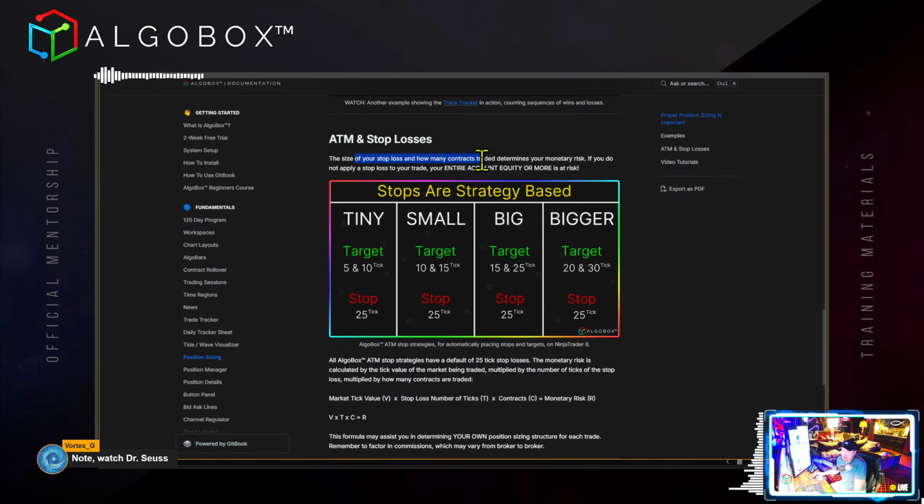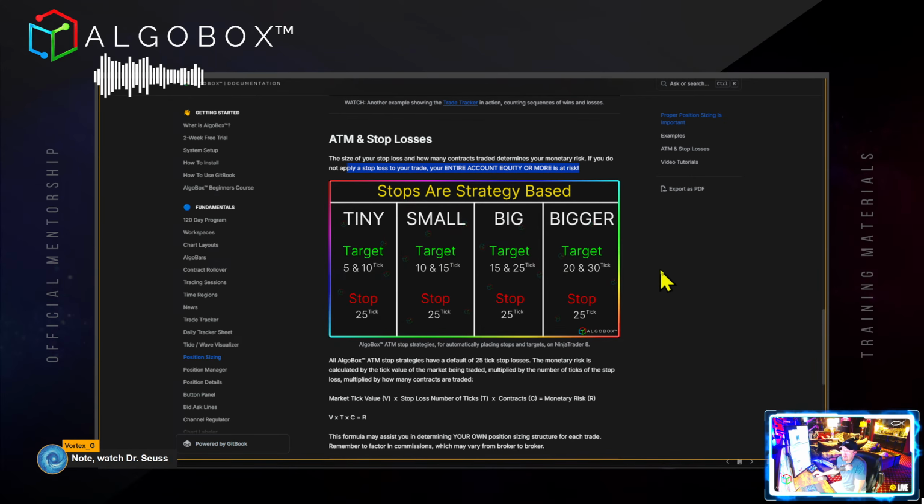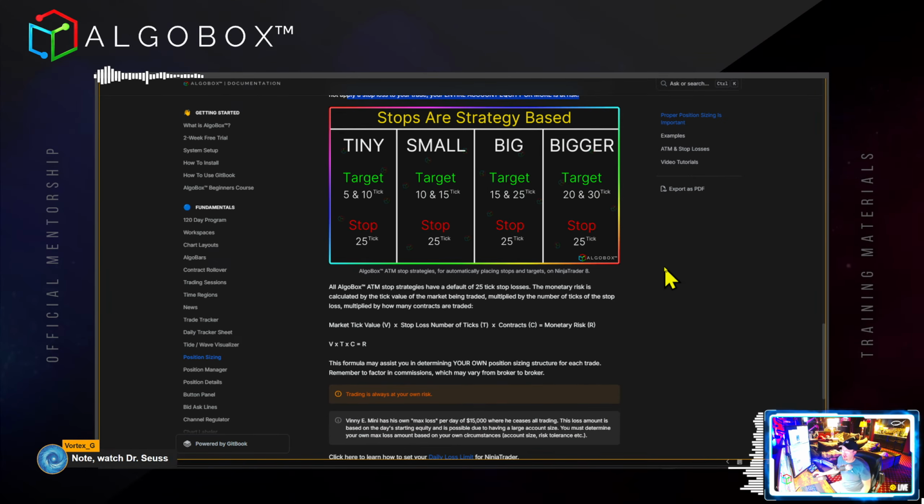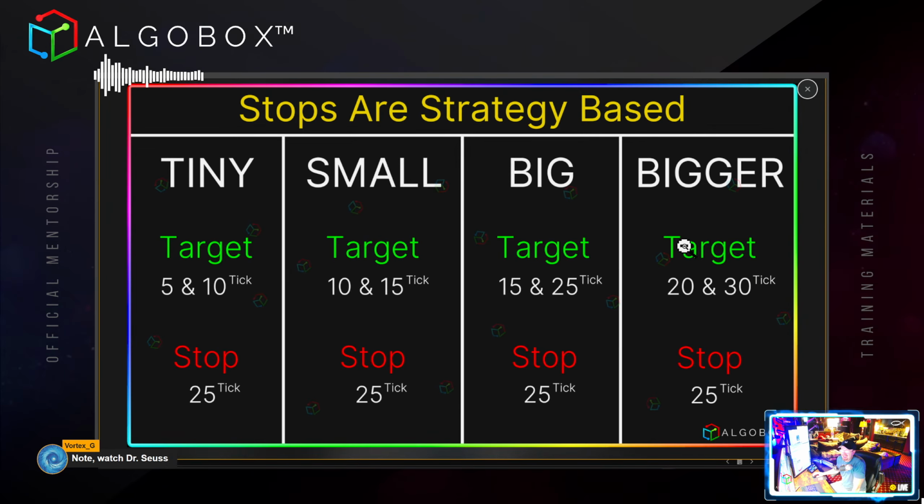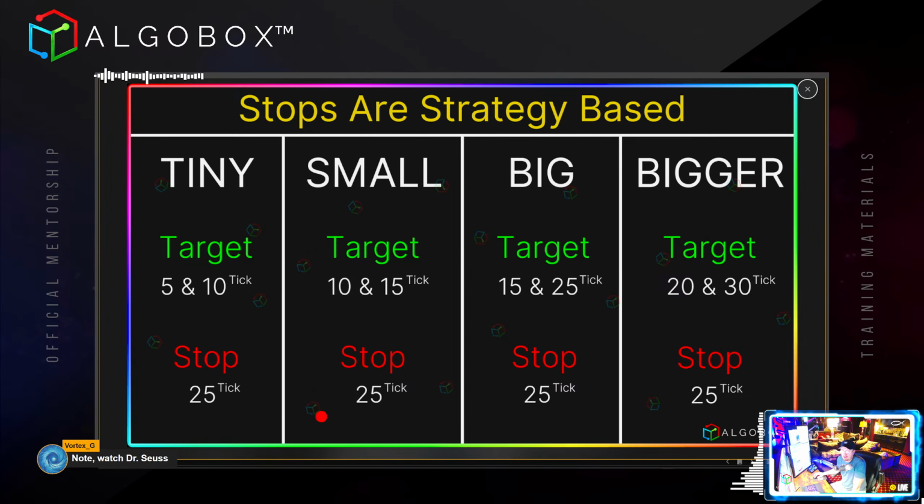The size of your stop loss and how many contracts traded determines your monetary risk. If you do not apply a stop loss to your trade, your entire account equity or more is at risk. Stops are strategy based. So tiny, small, big, and bigger. Absorb this. You'll hear me talk about this a lot in our live streams. You'll notice almost all these are 25, because I really just don't like to lose more than 25.